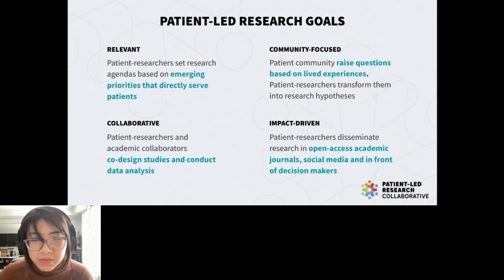And last but not least, we want our work to be impact driven based on this patient-led research model, that we disseminate research into not only open access academic journals so that it's easy for any researcher to pick this up, even patient researchers who are not affiliated with academic institutions. We spread our work on social media and reframe it in a patient friendly context, and also in front of key decision makers as well, like the WHO, CDC.